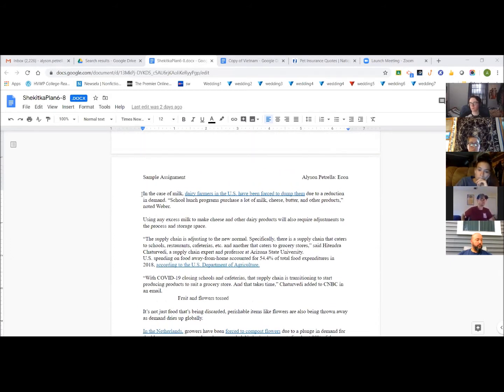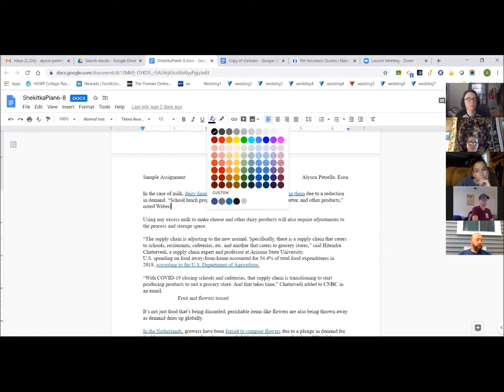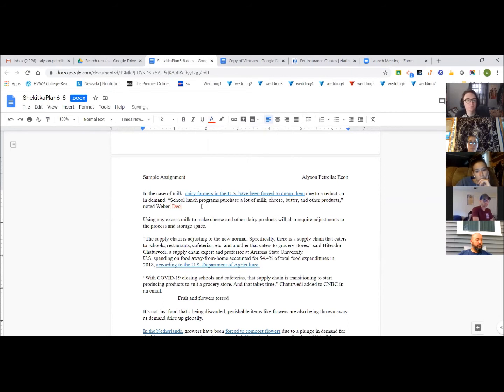So in the case of milk, dairy farmers in the US have been forced to dump them due to a reduction in demand. So there's 2 things that you're actually wanting to graph here. One is first a decrease in demand, and the second is then a decrease in supply. So take 2 minutes, see if you can figure out what that graph should look like, even if you just get to the starting point of supply and demand. And then I'm gonna unshare the screen, and actually I've got my little whiteboard over here. Do you guys have any questions before I let you take a chance at that?